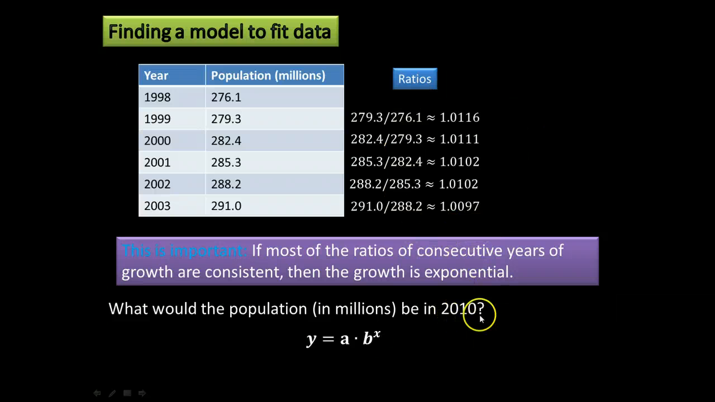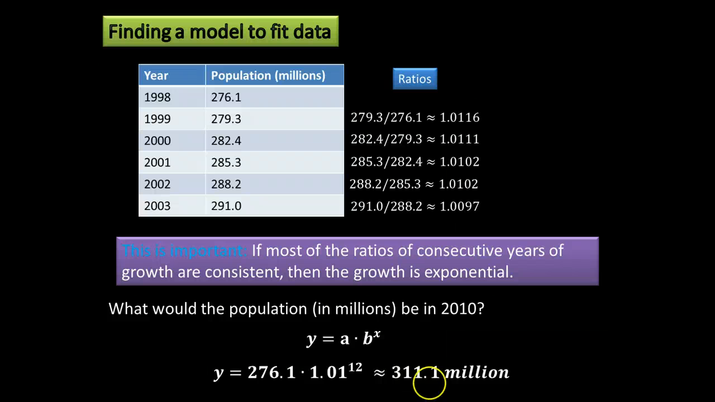And then the year 2010, well, that is 12 years later than 1998. So this is going to be our exponential function. Y is equal to 276.1 times 1.01 to the 12th, which is going to give us about 311.1 million as our population prediction for the year 2010.